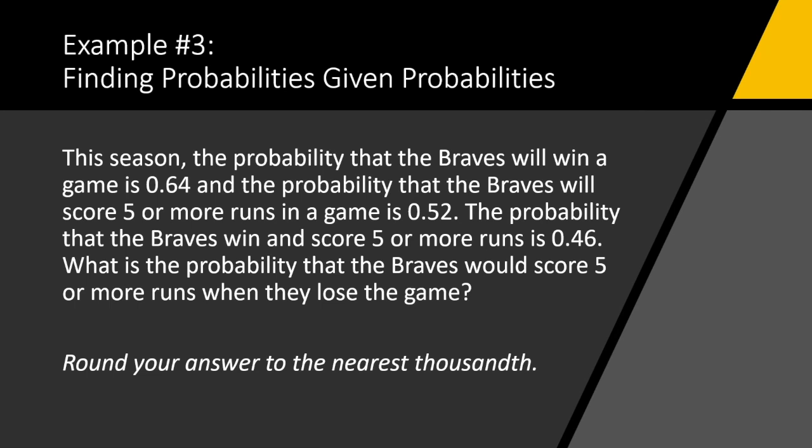So here's our problem. This season, the probability that the Braves will win a game is 0.64, and the probability that the Braves will score 5 or more runs in a game is 0.52. The probability that the Braves will win and score 5 or more runs is 0.46. What is the probability that the Braves would score 5 or more runs when they lose the game? Round your answer to the nearest thousandth.